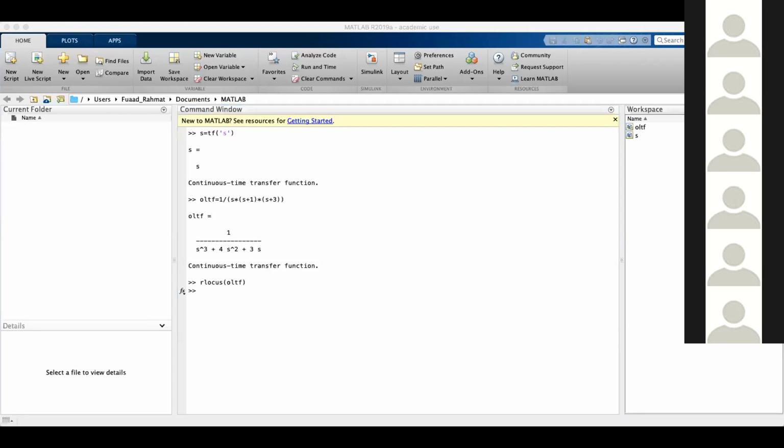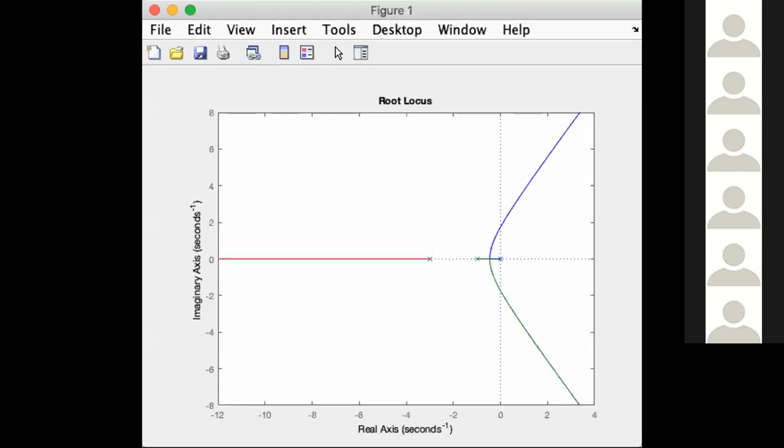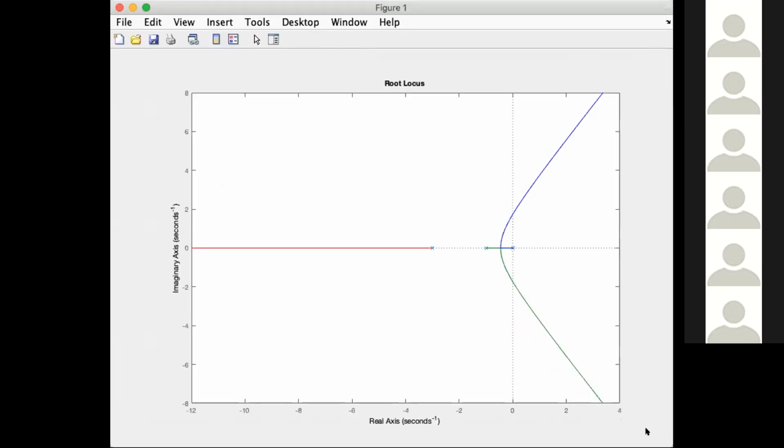Okay, so I share the screen. Can you see? Yes. Okay, so we have 3 open loop poles, and 3 root locus paths as well. All end at infinity. We want to get the critical gain from this particular plot.